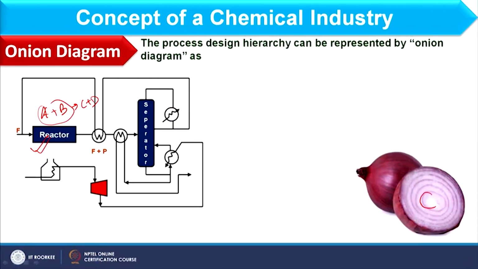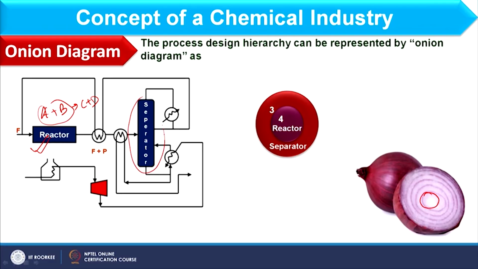So, here you see we have the onion and the innermost section is the reactor, which we can consider as the core of a chemical process. Now, once A and B react, we can produce C and D. So, obviously, once I have C and D, I have to separate C and D. So, the separator, if you see, is the next layer to the reactor. So, we can say this is the second innermost layer of an onion diagram.